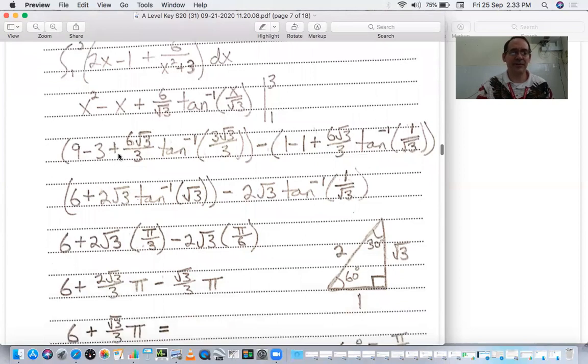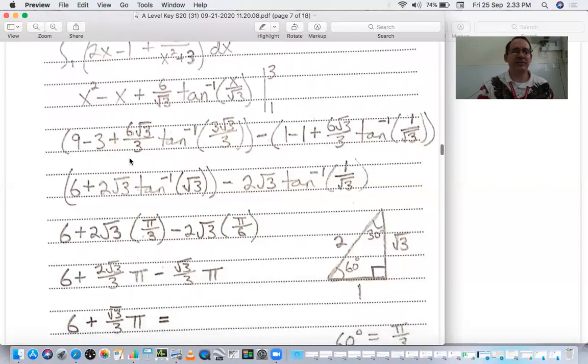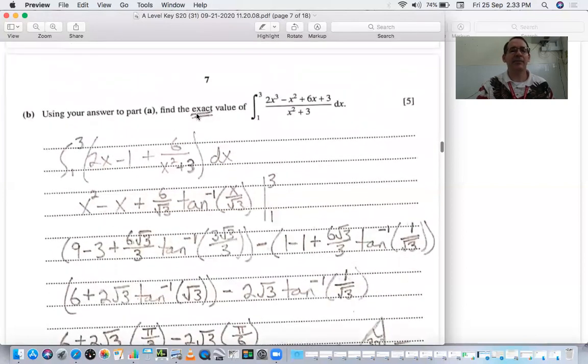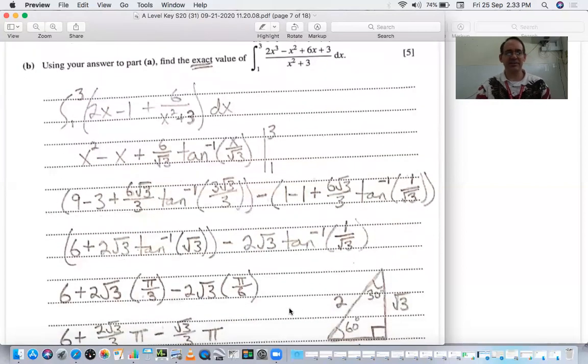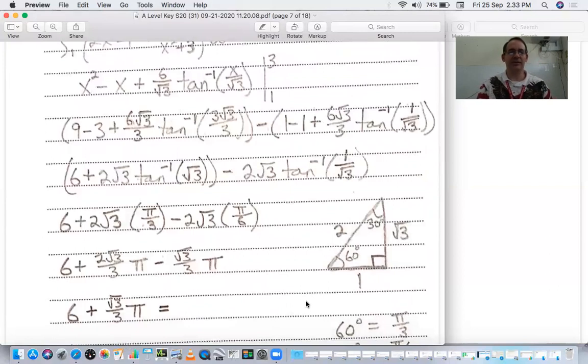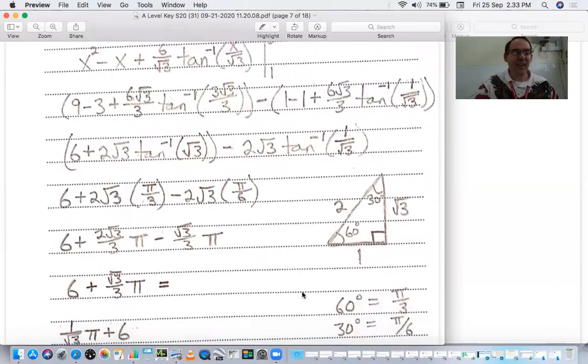So when we plug in the 3 minus when we plug in the 1, then you can start simplifying it out. Remember, it says find the exact value. So please don't change anything to decimals. So that means you have to evaluate a little carefully here. So when we get to this point, you see that your inverse tangent is with a root 3, and on this side, a 1 over root 3. Hopefully that sparks in your mind remembrance of your special triangles.